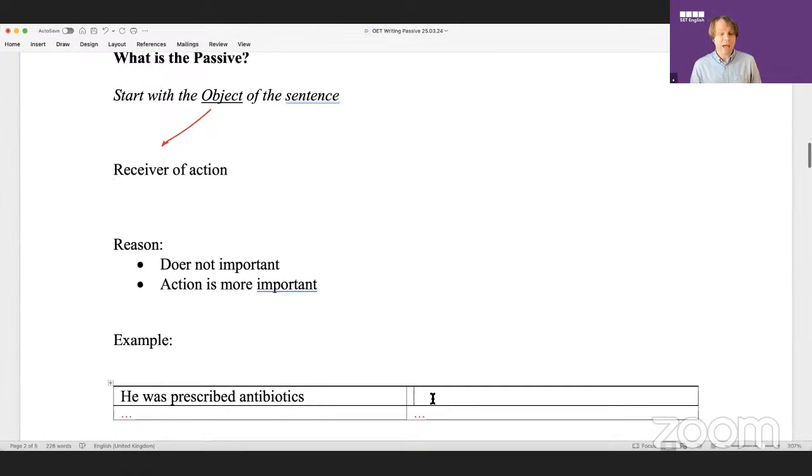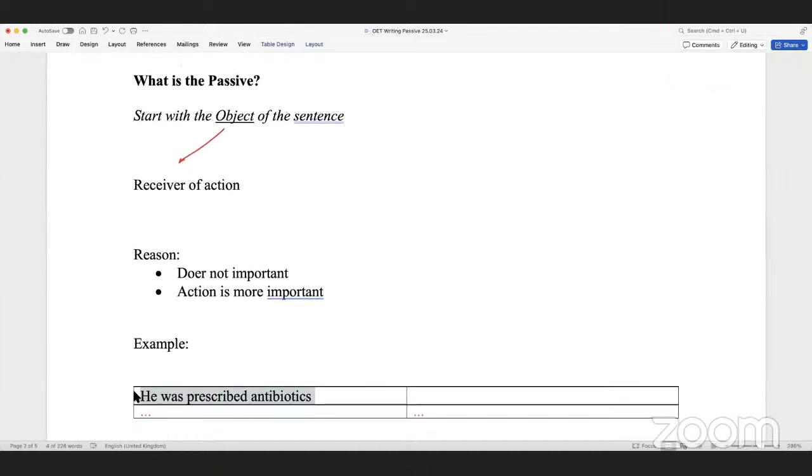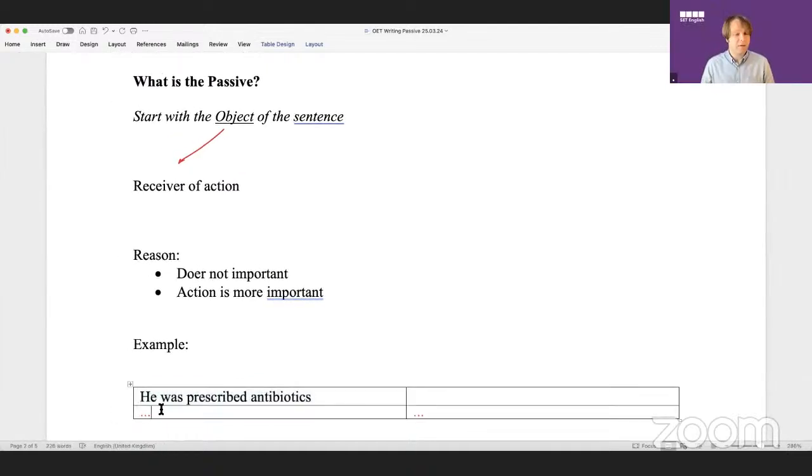Layla, can you make an active sentence from this? Which one? He was prescribed antibiotics. Well, let's think about this in more detail. So let's go a bit slower. So firstly, Layla, this is the object, right? He. Yes. Okay, and then we have the verb. Be, verb, and subject, like antibiotics.